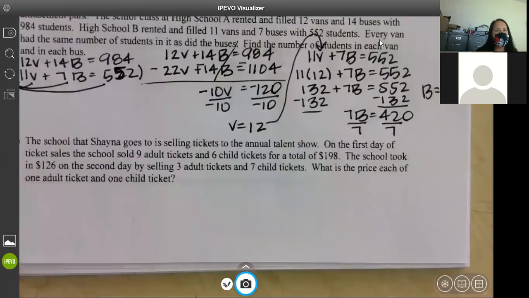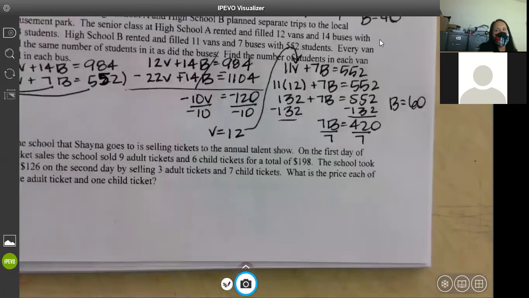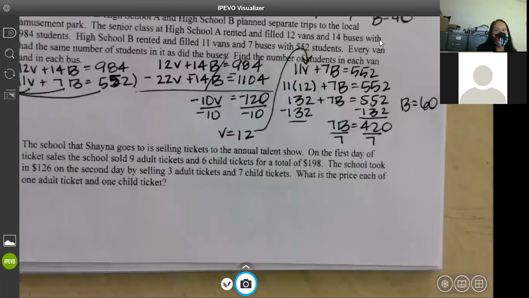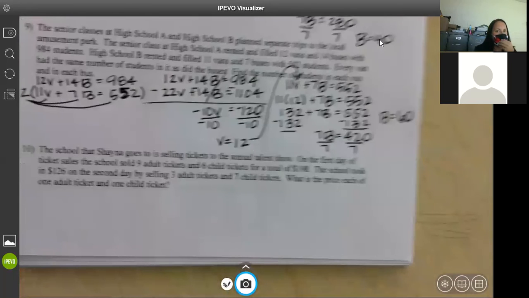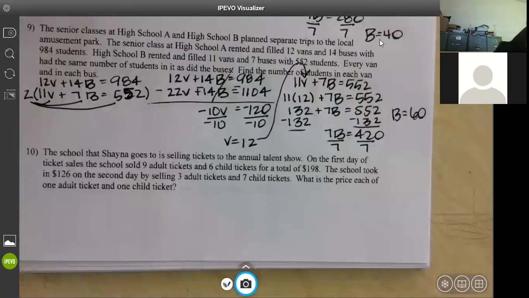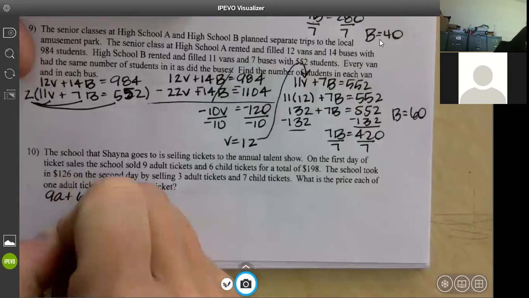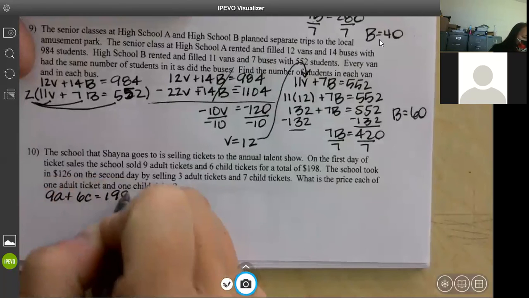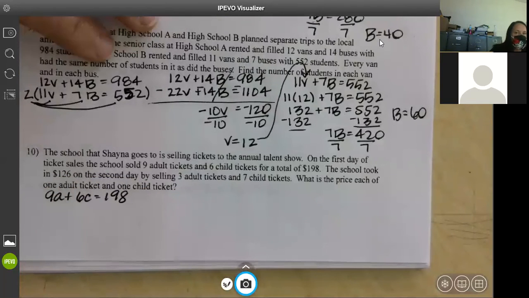The school that Shayna goes to is selling tickets to the annual talent show. On the first day of ticket sales, the school sold, sorry, I'm trying to make it so y'all can see the rest of it. The school sold 9 adult tickets and 6 child tickets for a total of 198. How do I write that? Good. The school took in 126 on the second day by selling 3 adult tickets and 7 child tickets.